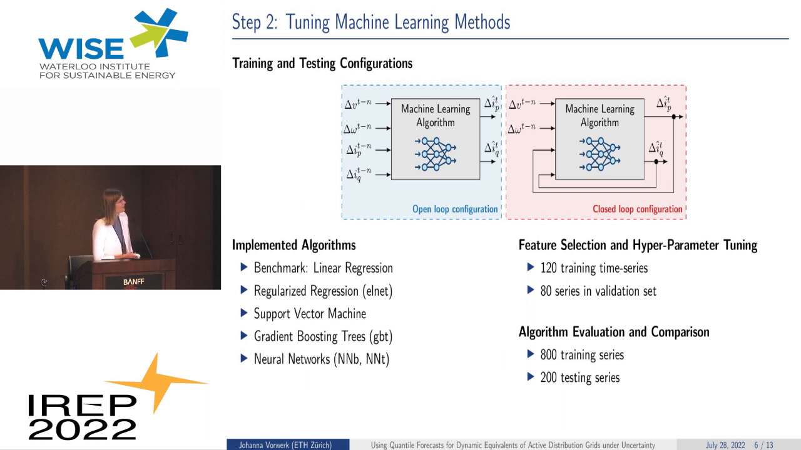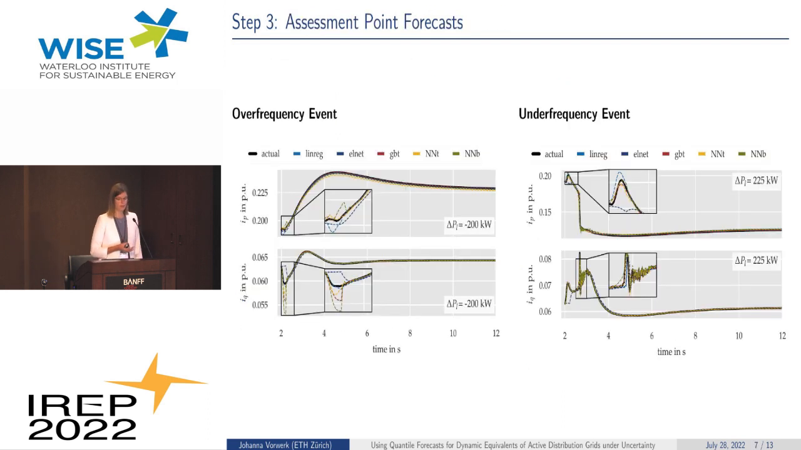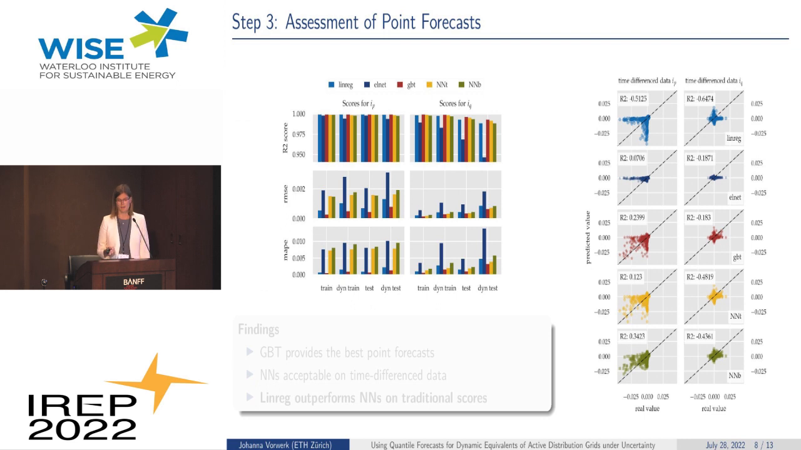And then for the comparison that I'm going to show you now, we trained with 800 series and tested on 200 series. So let's look at the results. You can see here an overfrequency event and an underfrequency event and how all of the algorithms perform. I think it is quite clear that the general picture looks quite good, while for the transients we actually have quite some mismatch. This especially holds for the reactive current that you can see on the bottom. And then for the active current, we also have some mismatch, but we also have some methods that actually fit quite well. This is just one example, so we ran proper analysis.